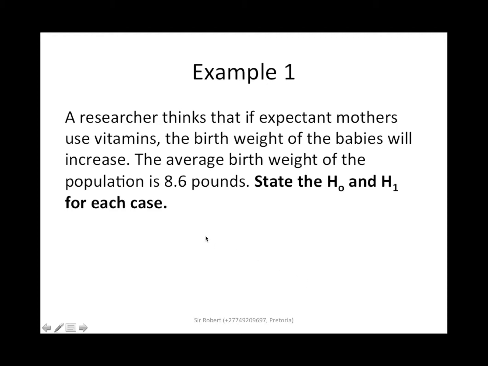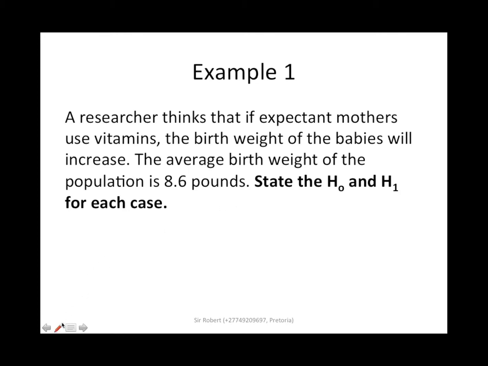A researcher thinks that if expectant mothers use vitamins, the birth weight of babies will increase. The average birth weight of the population is 8.6 pounds. State the null hypothesis and alternative hypothesis in this case. So this question only requires you to state them.